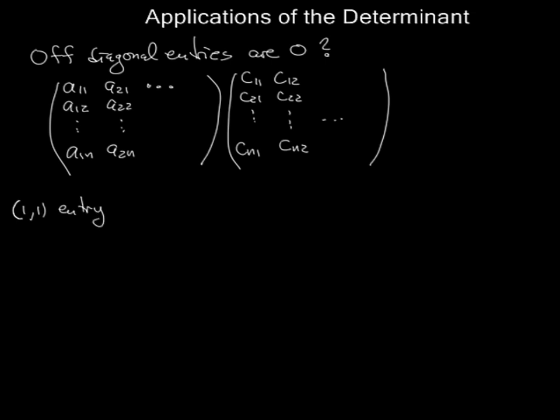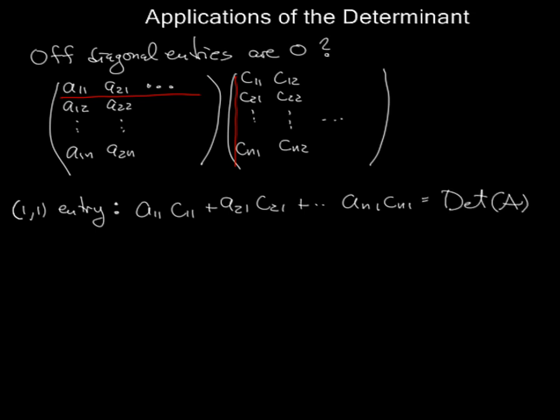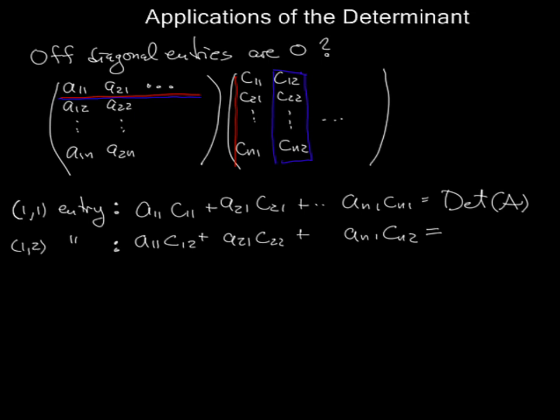But now what about the off-diagonal entries? I'm claiming those are all zeros. That's a little surprising. So let's look. When you do the first row times the first column, that's what I just did. I'm repeating that here. This is what you get, and this is the determinant. But what happens when you do the first row times the second column? Well, let's see. So the first row, these a's are still the same. It's just that the c's are different. They're c_12, c_22, and c_n2, for example. And I'm claiming that this is 0.